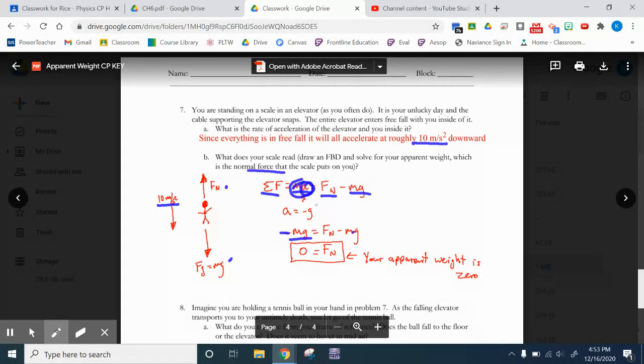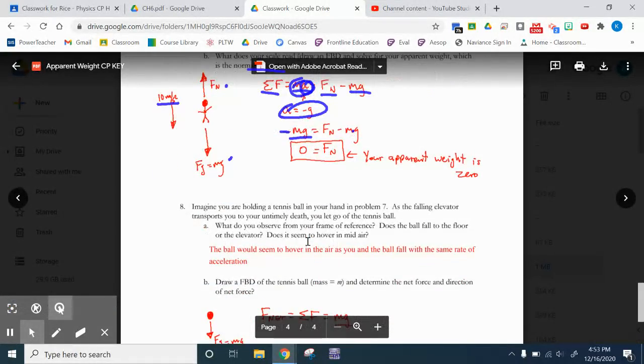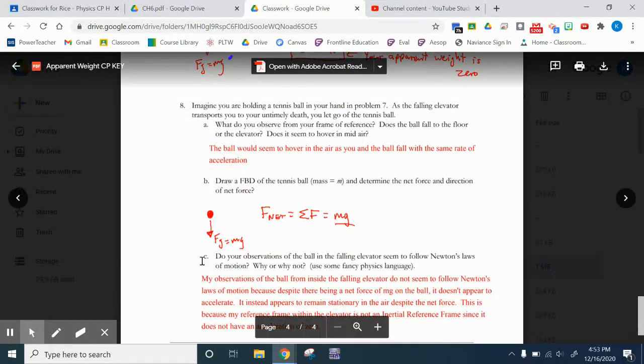I could have plugged in numbers, of course. ma over here would be m times negative 10, and mg over here would be m times 10, and we'd add to both sides, and they would cancel out. So the numbers work too. You don't have to make this algebraic substitution. You could just plug in the numbers. So your apparent weight is 0. When you're in free fall, that's weightlessness, essentially, or simulated weightlessness.